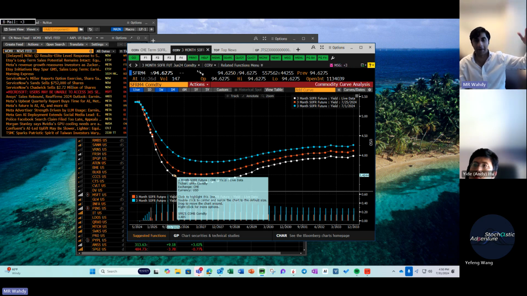Okay. So in this environment, what do you think is going to happen to economic estimates for the rest of this year and next year? Are those going to be flat? Are those going to move higher, or are those going to move lower?